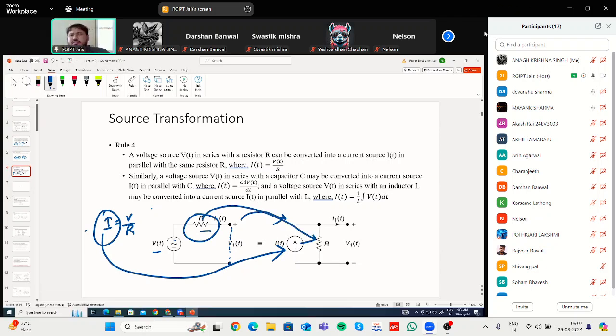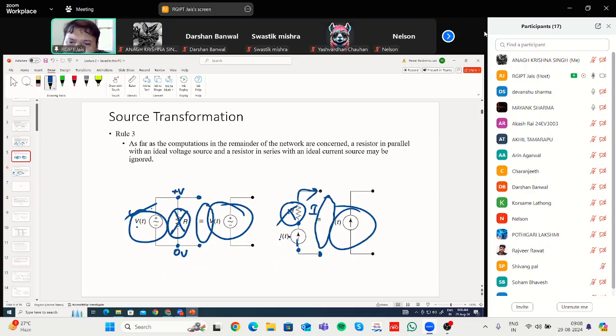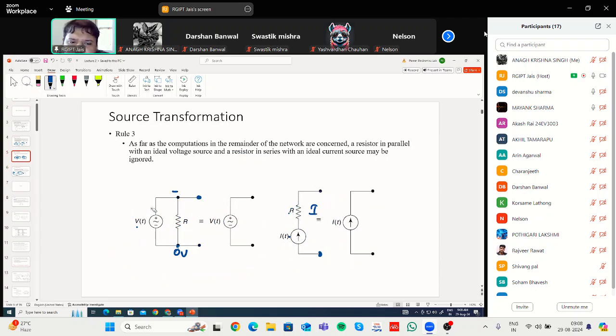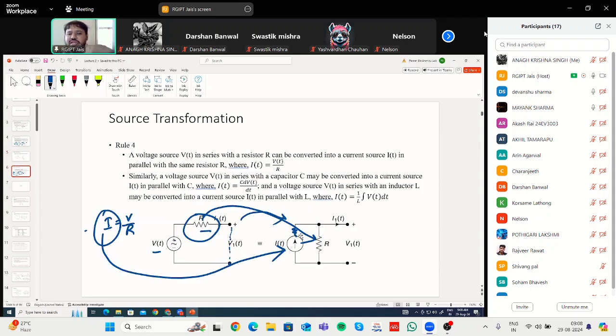parallel. Reason, again, this resistance cannot be connected in series with this current source because of rule 3. In rule 3 we have seen that connecting the resistance in series with the current source is of no use. So the resistance will be connected in parallel to the current source.